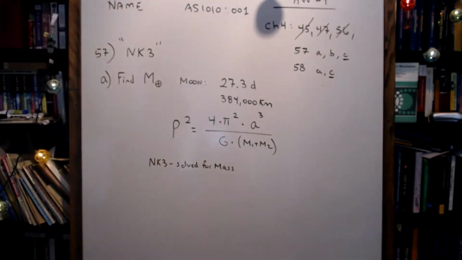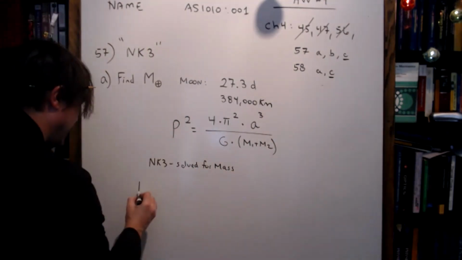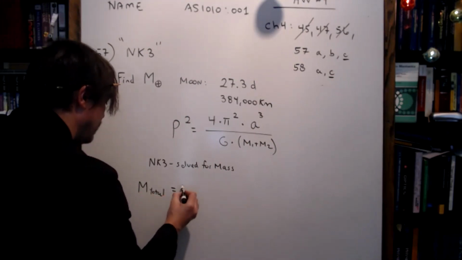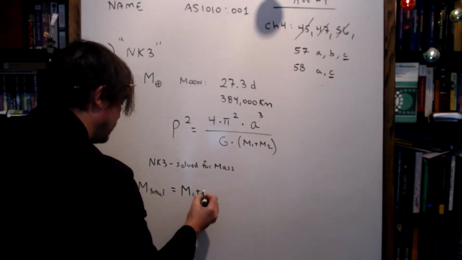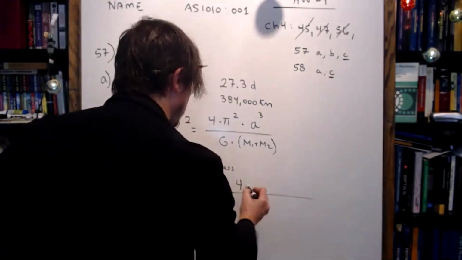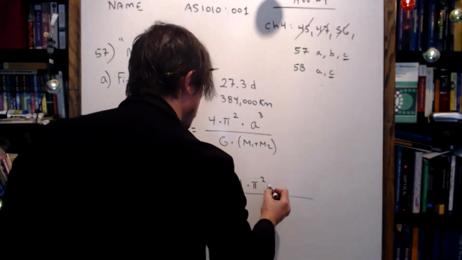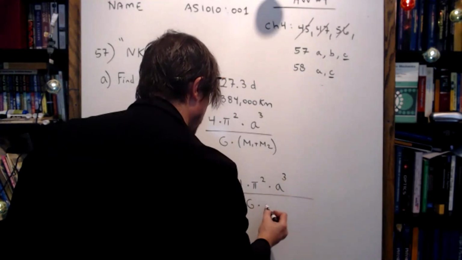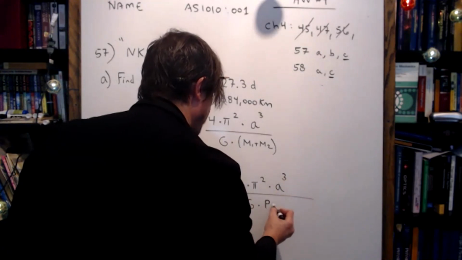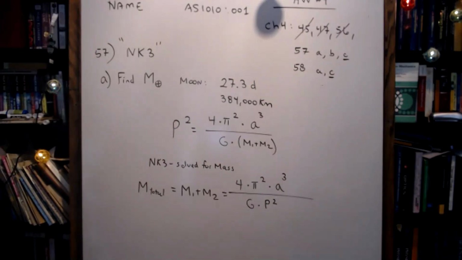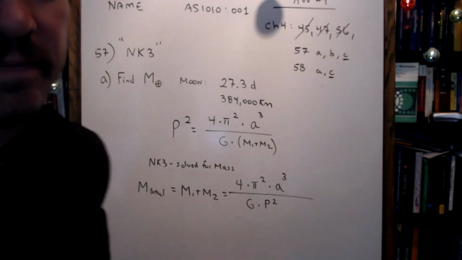but solved for mass. And it goes that the total mass of the system, that is the sum of m1 plus m2, is equal to 4 times pi times A cubed over G times P squared. This is the version of the formula that we're going to use for A and B.